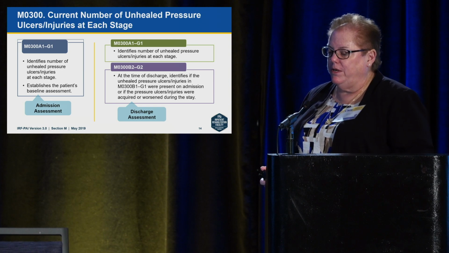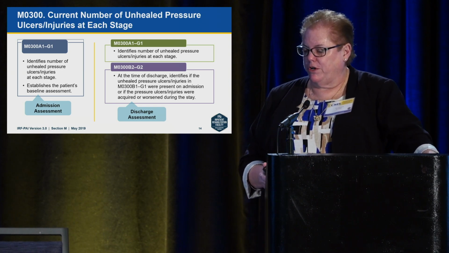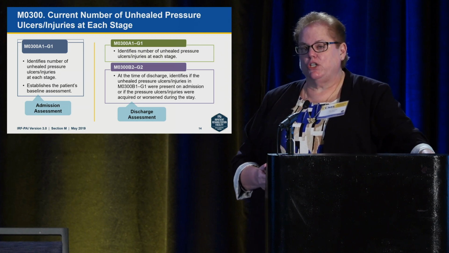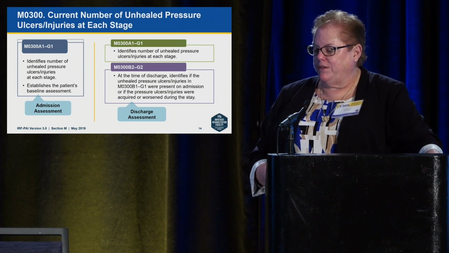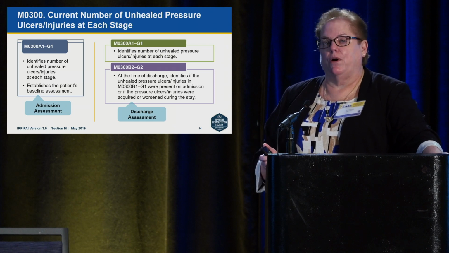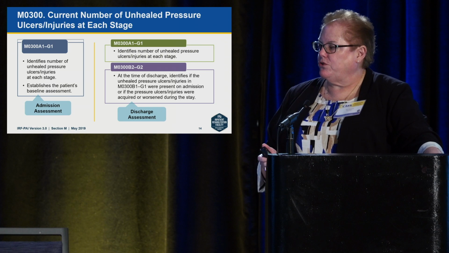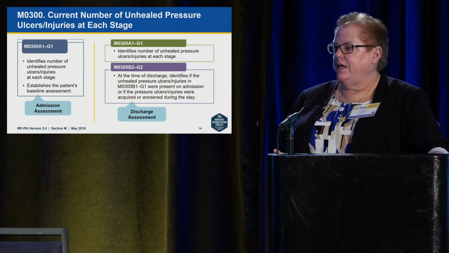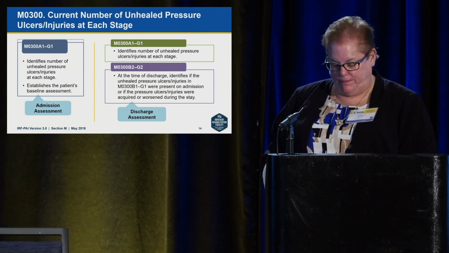So M0300A1 through G1 identifies the number of unhealed pressure ulcers or injuries at each stage, and M0300B2 through G2 at the time of discharge identifies if the unhealed pressure ulcers or injuries in M0300B1 through G1 were present on admission, or if the pressure ulcers or injuries were acquired and/or worsened during the stay. And again, that's that second point in time, the discharge assessment.